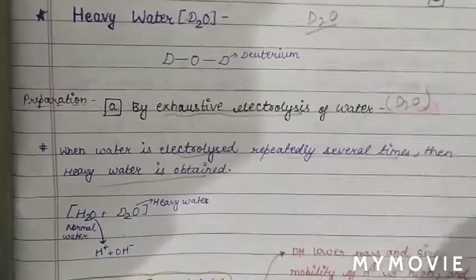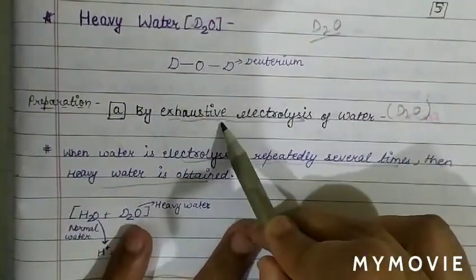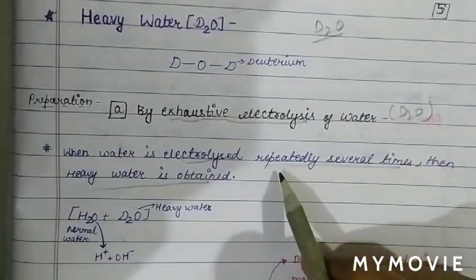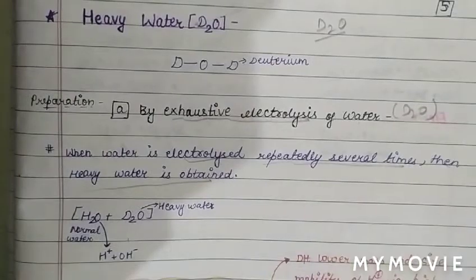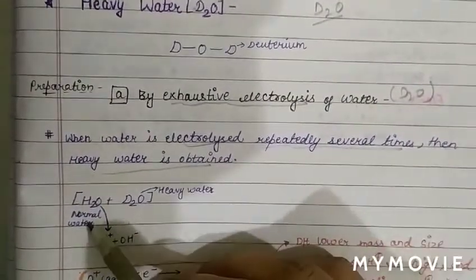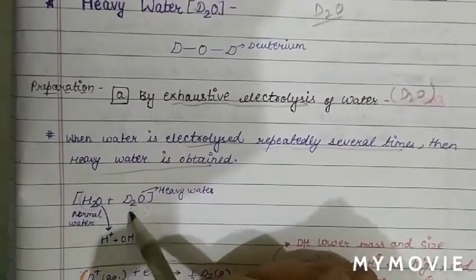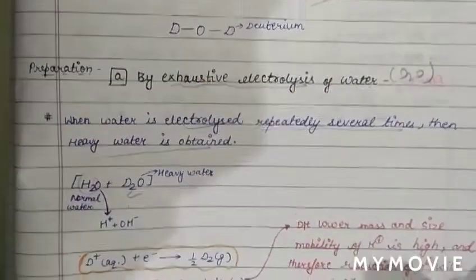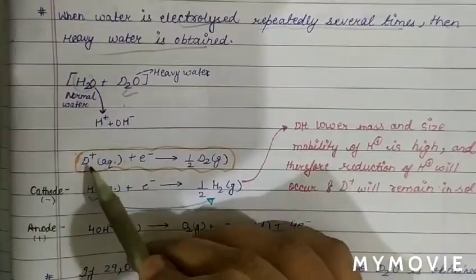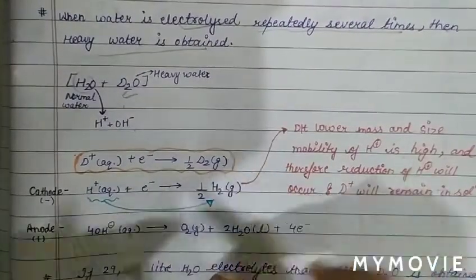So basically the heavy water D2O is obtained by the exhaustive electrolysis of water. When water is electrolyzed repeatedly several times, then heavy water is obtained. Normal water, which is H2O, contains H plus ion and OH minus, and heavy water is D2O. See, so basically D plus ion gains electron and is removed in the form of D2.